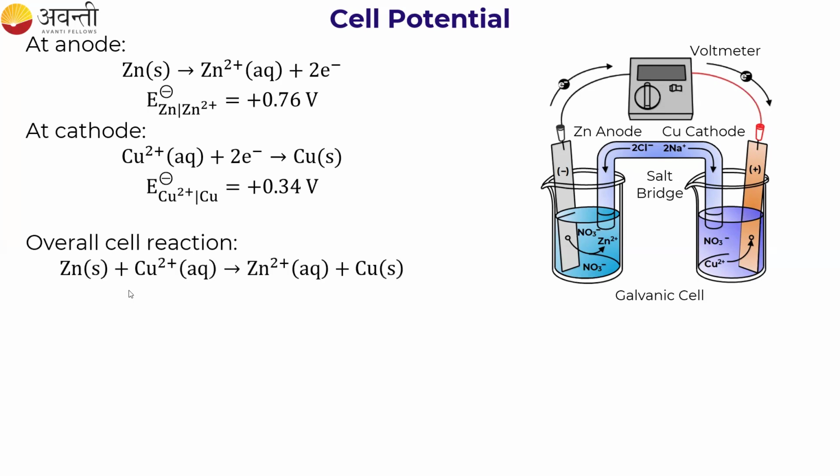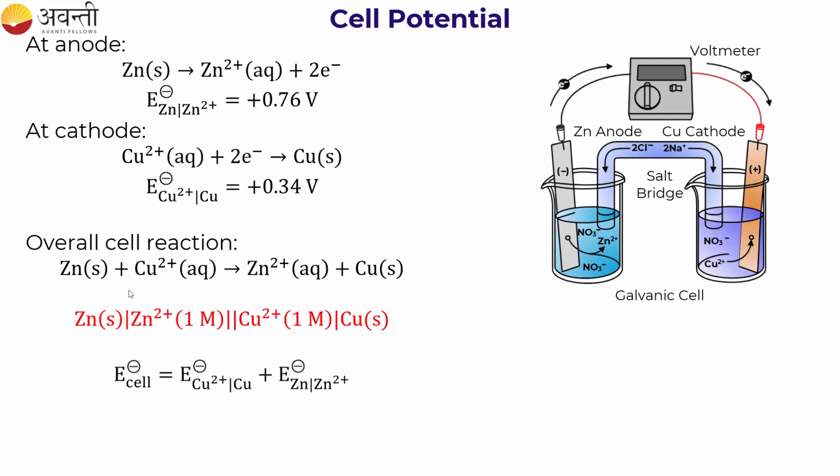Here is the overall cell reaction. And this is the cell notation, where the concentration of both species is 1 molar. The E naught cell for this particular reaction has to be written like this: E naught of copper 2 plus to copper and E naught of zinc to zinc 2 plus. So cathode plus anode potential values.